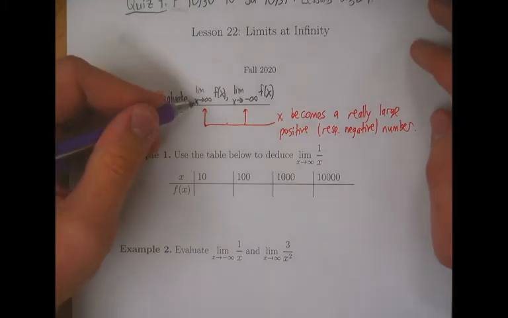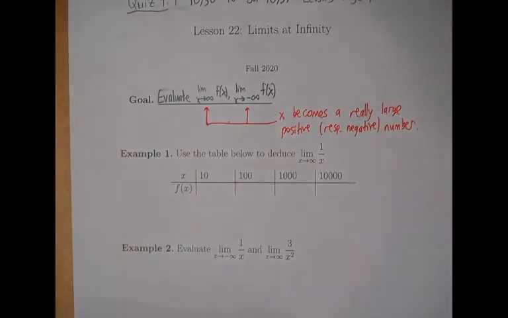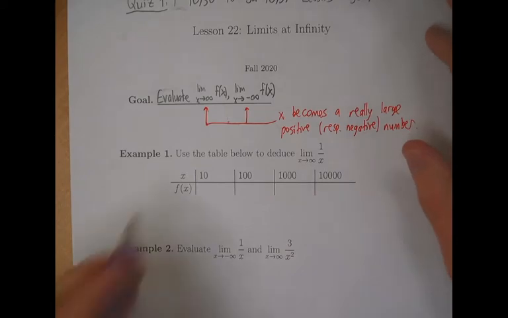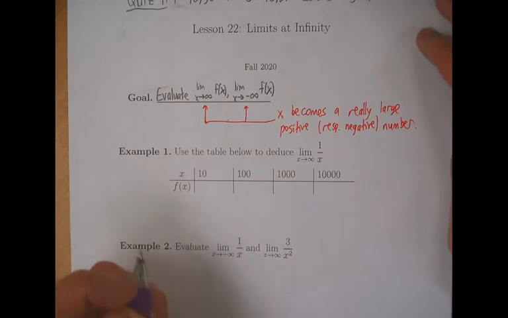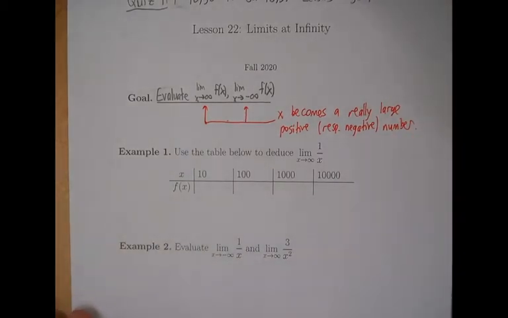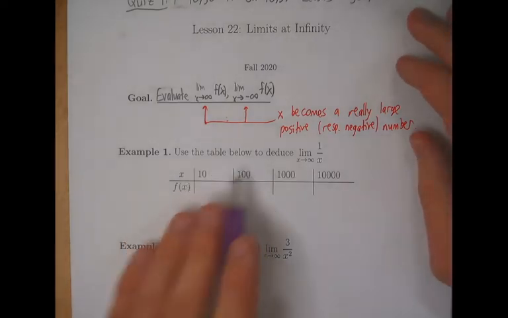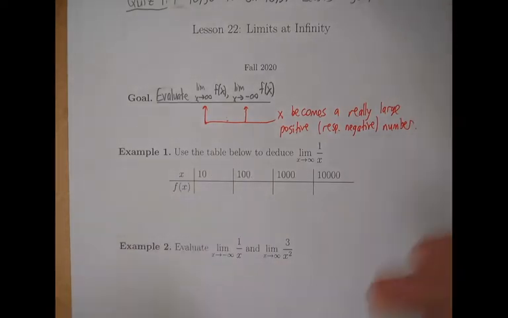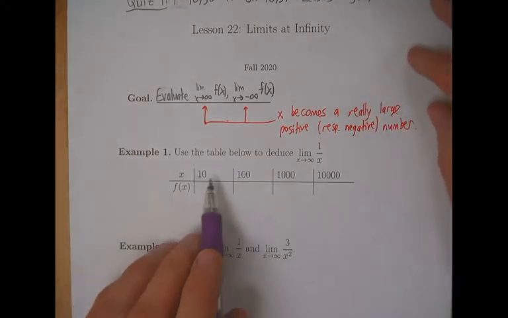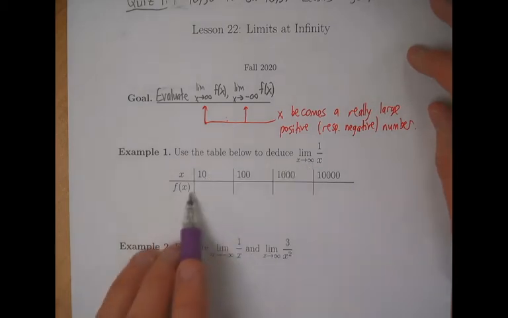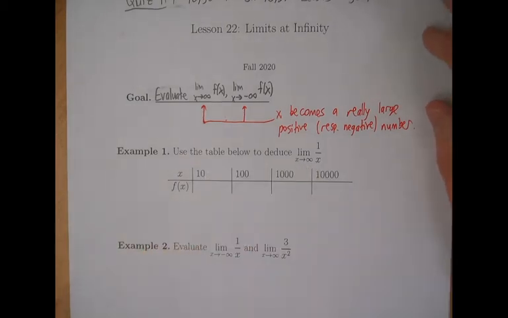So if you let x go to infinity, basically you're just letting x get larger and larger and larger as a positive number, and it's not stopping. And similarly with this, you're letting x be a really, really, really big negative number. Okay? So to get an idea of what's going on with these types of limits, let's look at this first example. Since there's no other theory behind this, here's our goal, now let's do examples. The first thing we're going to do is use this table below to deduce the limit as x goes to infinity of 1 over x.